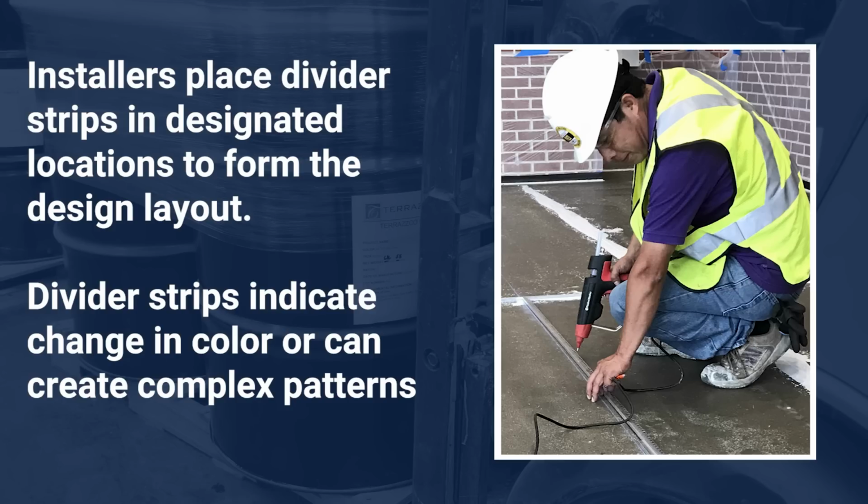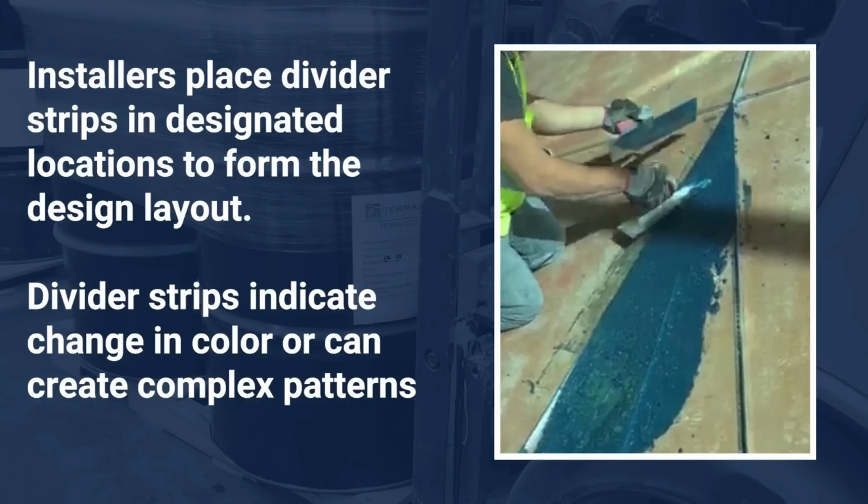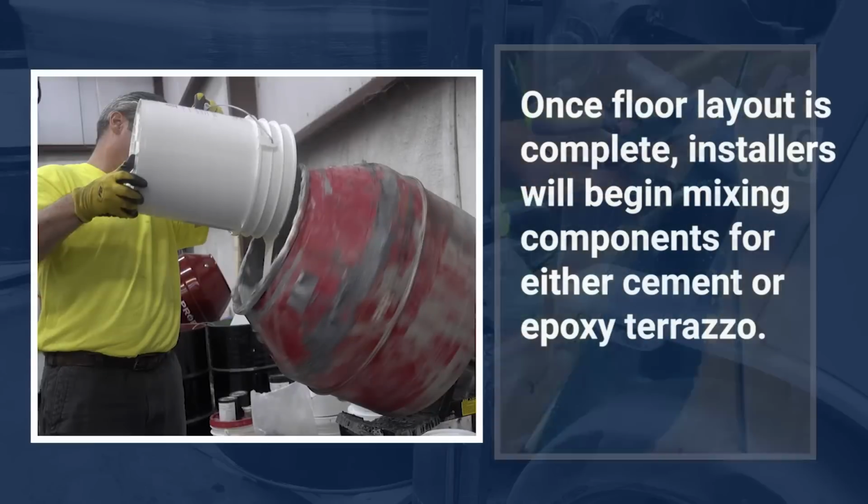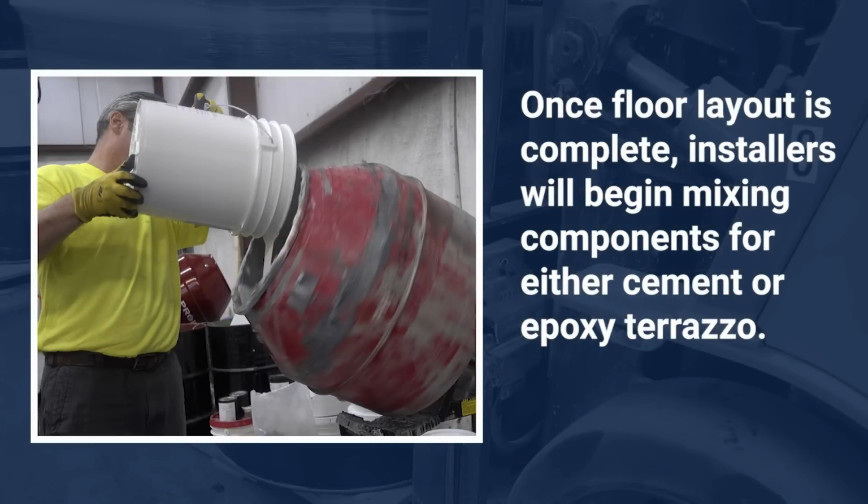Once the concrete is prepared to standard, installers can start creating the floor layout according to the project's design. Divider strips are placed along the floor, including saw cuts and expansion areas. As mentioned before, they also allow for color transitions and the ability to create complex design patterns. Once the layout is finished, installers can begin mixing components for the terrazzo floor.